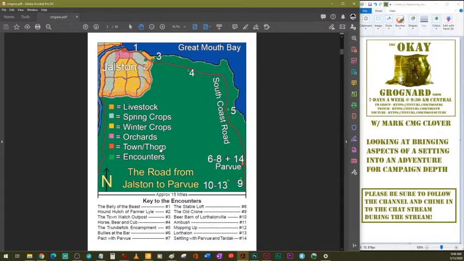Those actually had terminologies back then for what their range of size could be for 3.0, 3.5. They were delineated. I think Thorpes had to be less than 50 people, probably. Something like that. Beer Barn of Lorthalonville. Ambush, mopping up. Lorthalon, and then settling with Parview and Tardak brings you back to Parview, right?